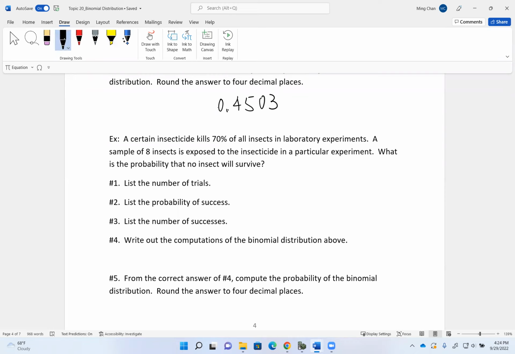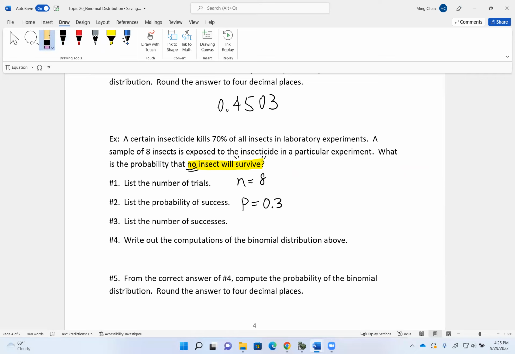Okay, so it kills 70% of them. But the way the question is asking is, what's the probability that no insect will survive? So if the kill rate is 70%, that means the survival rate has to be 0.3. It's 30%. So the probability of success, p, has to equal 0.3, because the question is using this wording, survive. Number of trials, n, is equal to 8. Probability of surviving is 0.3. Number of successes? Well, no insect will survive, so that means the number of successes is equal to 0.